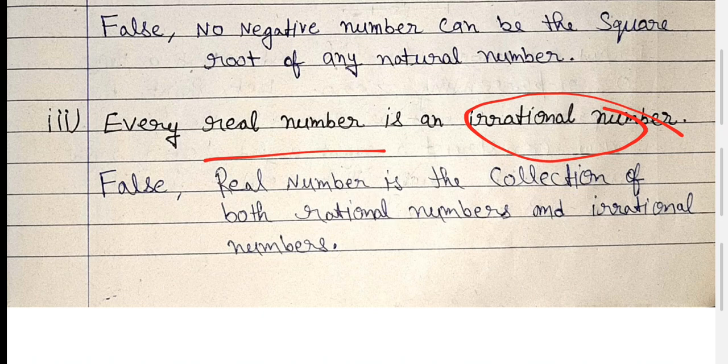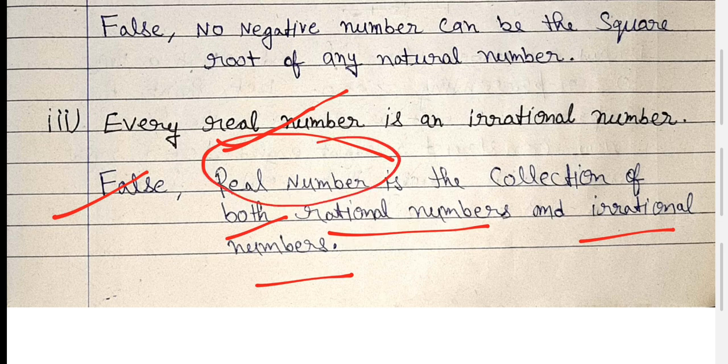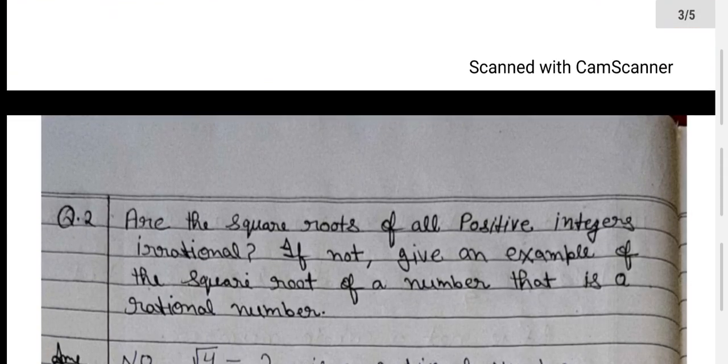It is false, because some of the real numbers are rational also, because a real number is a collection of both rational numbers and irrational numbers. You write here false, because a real number is a collection of both rational numbers and irrational numbers. The question says that every real number is an irrational number. It is false, because some of the real numbers are rational also. So, your answer is false.